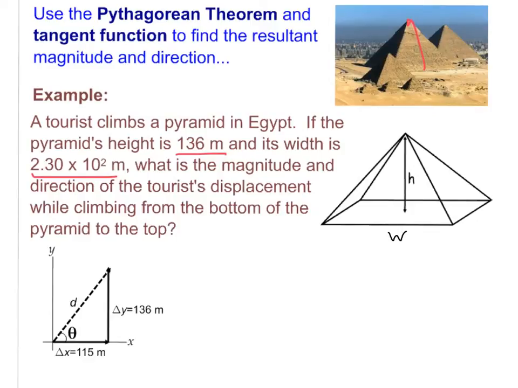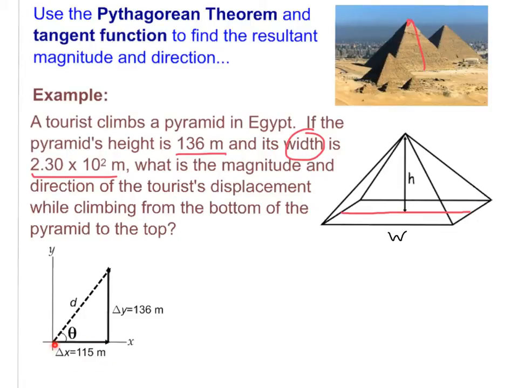If I look at my pyramid here, I have the height of the pyramid. If the width is along here, I would like to know just this much. In the problem, I am told that the width of the pyramid is 2.30 times 10 to the second. That means this entire length would be that. I only want half of that, because the only portion I'm considering is just this portion right here of that width, which is half. So 1/2 of 2.30 times 10 to the second happens to be 115 meters.